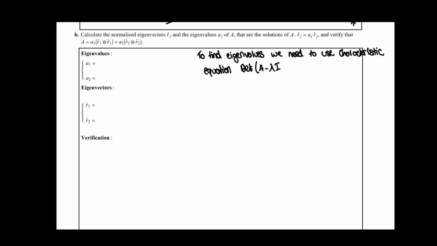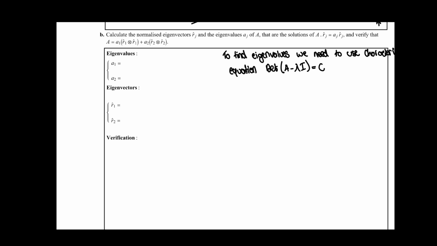Okay, to find eigenvalues, we need to use the characteristic equation, which is that the determinant of A minus lambda I is equal to 0. The solutions of this equation are the eigenvalues. So that A minus lambda I, so that is the matrix 2 minus lambda, minus a half, 2 over 3 minus lambda, is equal to 0.